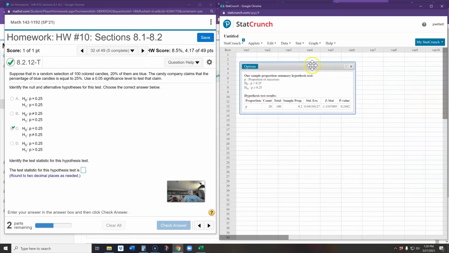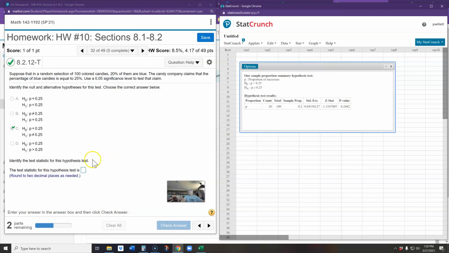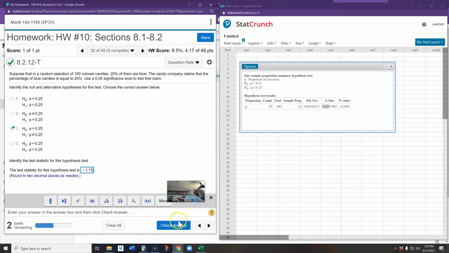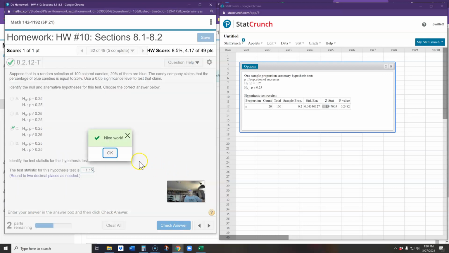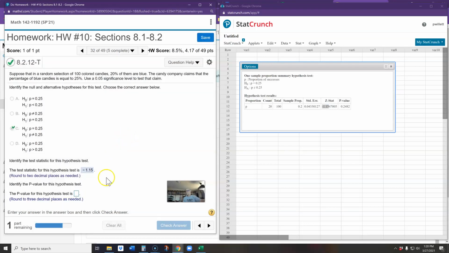So as I described, a proportion distribution will be a z distribution, and so the test statistic is the z-stat, and they want that to 2 decimals, so I'm going to grab this for 2 decimal places. Looks like I don't have to round up. Then they also want the p-value.